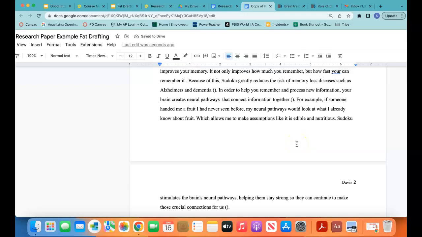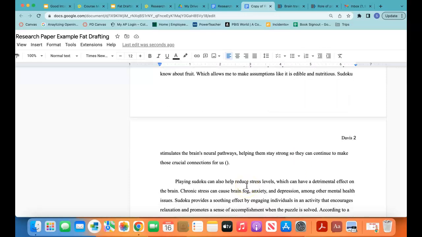In order to help you remember and process new information, your brain creates neural pathways that connect information together. For example, if someone handed me a fruit I had never seen before, my neural pathways would look at what I already know about fruit, which allows me to make assumptions like it is edible and it's nutritious. Sudoku stimulates the brain's neural pathways, helping them stay strong so that they can continue to make those crucial connections for us.